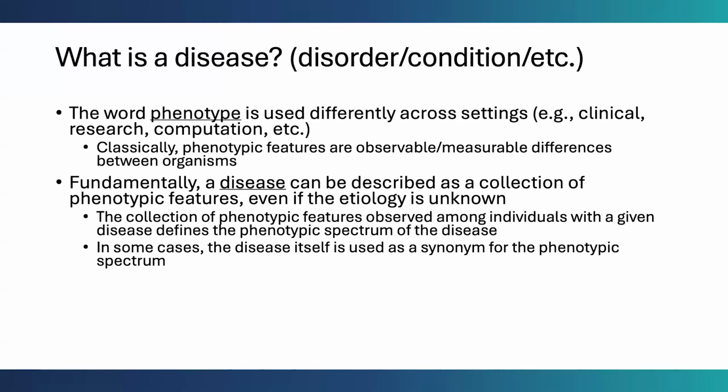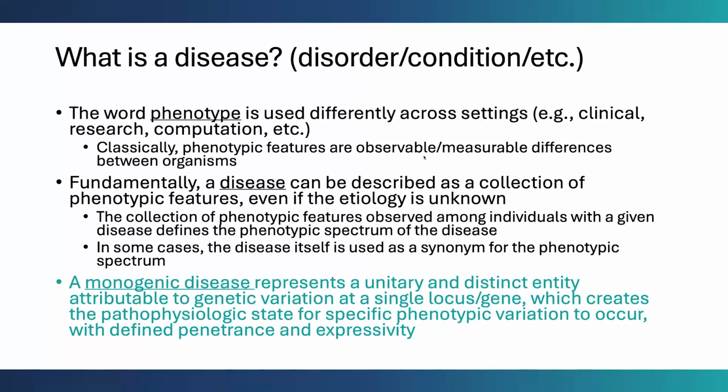So you can see how it starts to get muddied and why we really appreciated working with Mondo on this. So for simplicity, for ClinGen, we defined monogenic disease. And that for us, it represents a unitary and distinct entity attributable to genetic variation at a single locus, which creates a pathophysiological state for specific phenotypic variation to occur. So simply put, it just means that a single gene is causing the collection of phenotypes.